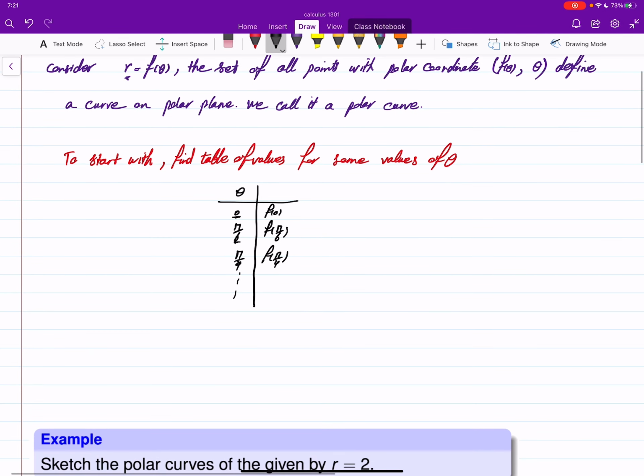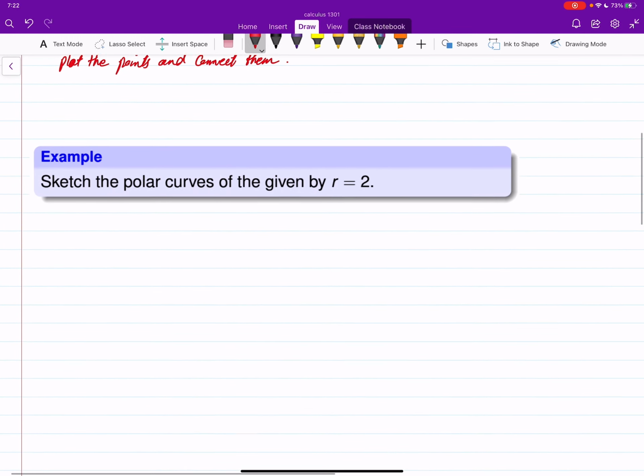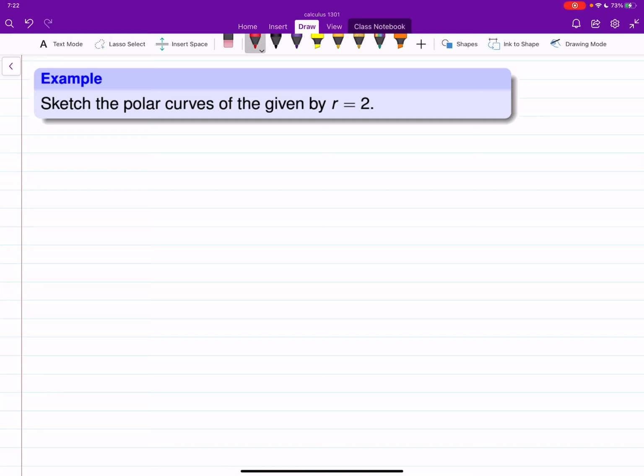Then plot these points and connect them. Remember that we are plotting them on the polar plane. Connect the points and see what you get. We will learn a little bit more in the next videos, but in this video we'll just go basic. So the first one is r is equal to 2.